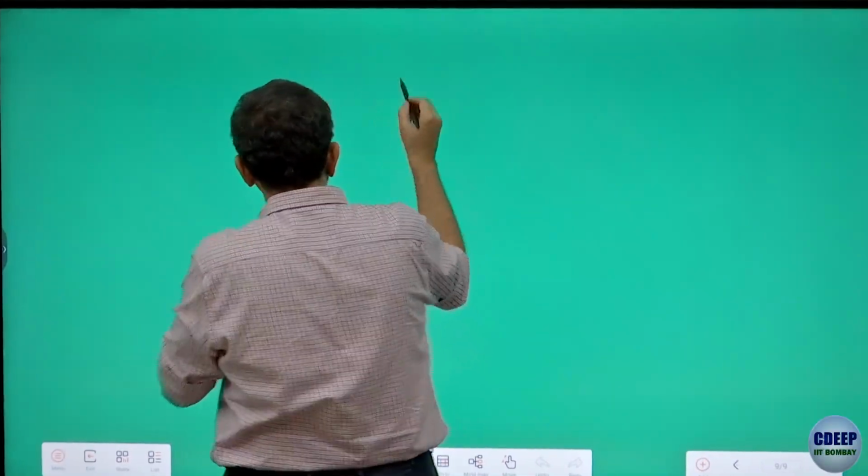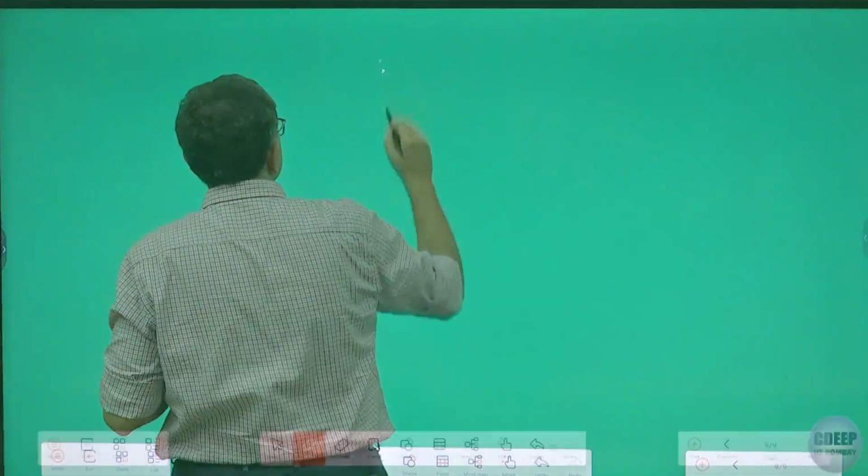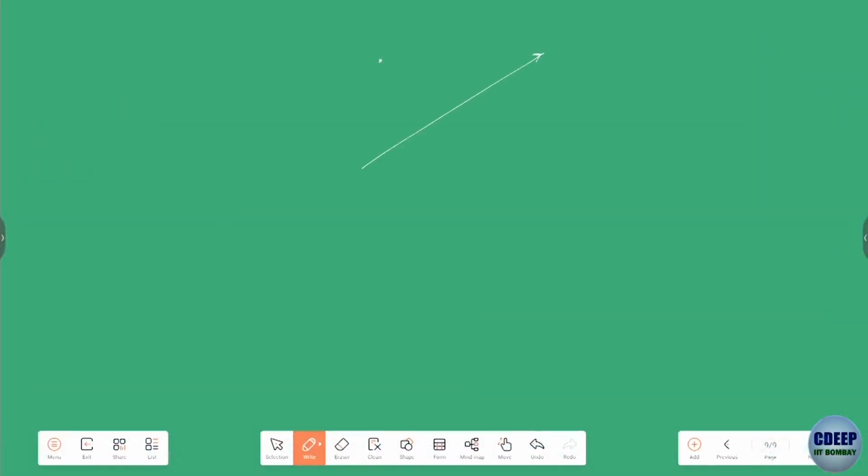So let's see here. So let kappa be this vector, okay, and this is your chosen origin. So this is 0, 0, 0, and this is a point whose position vector is x1.